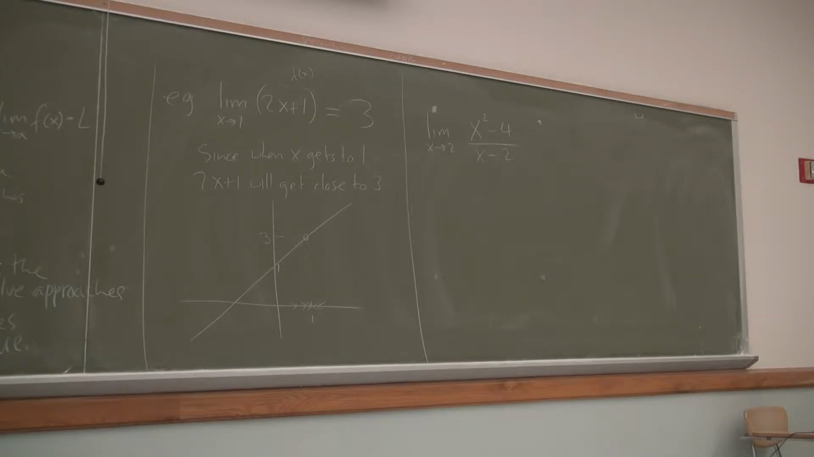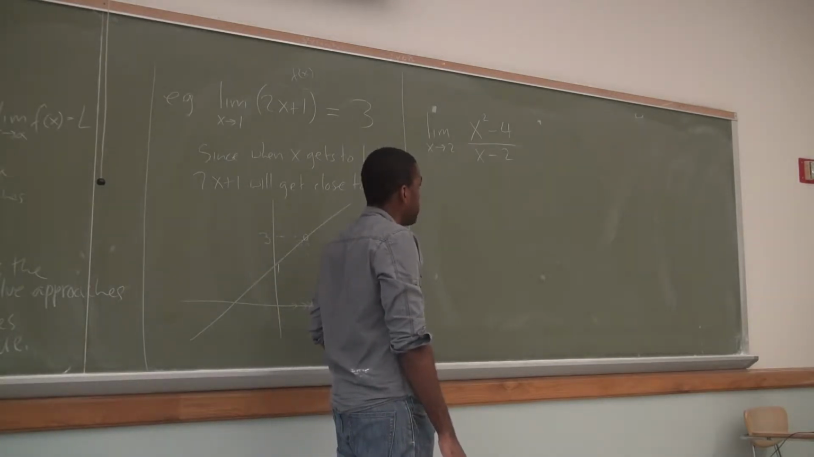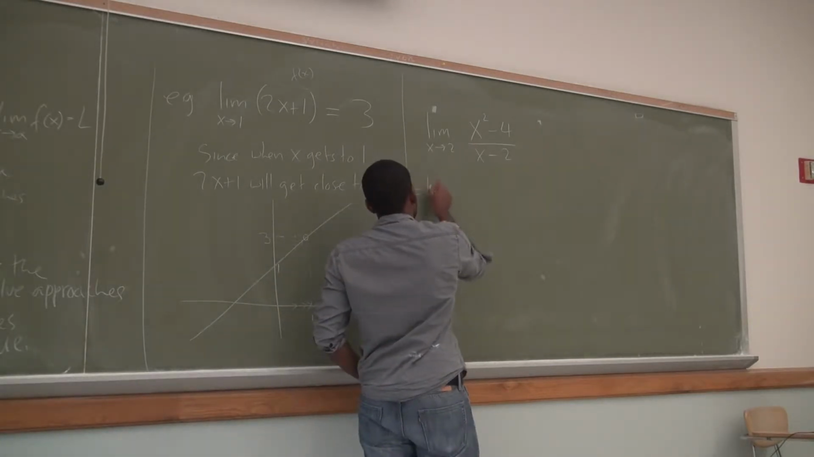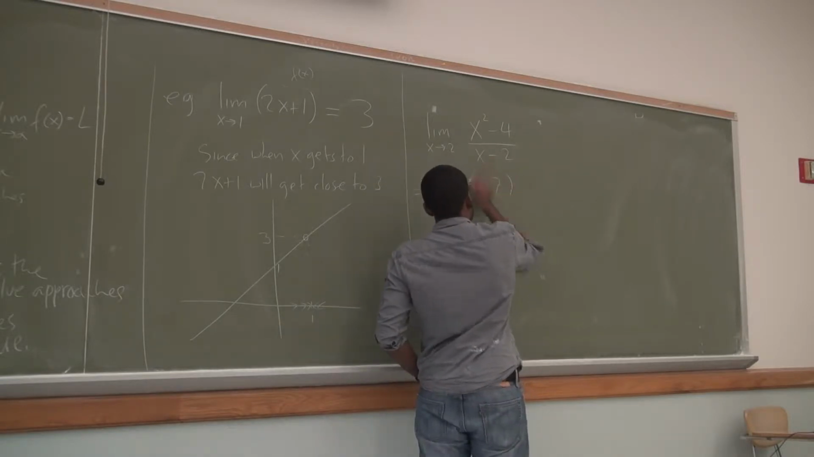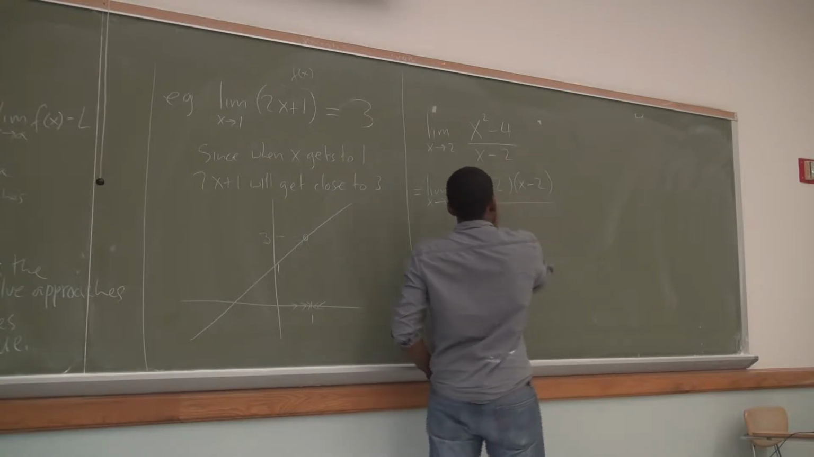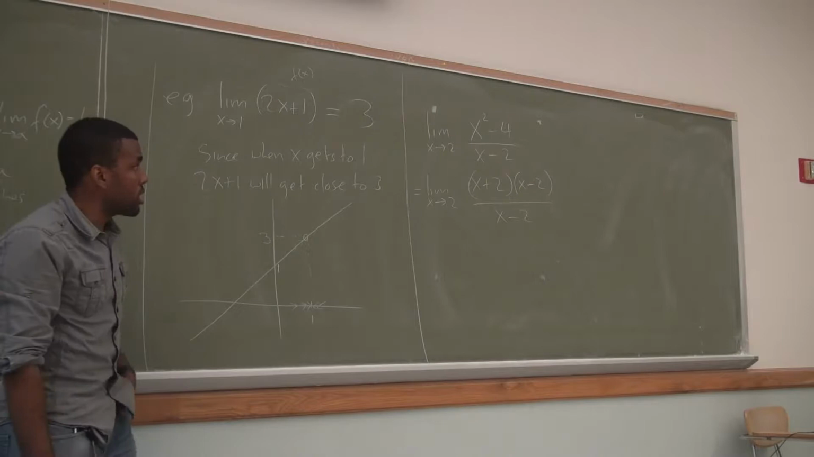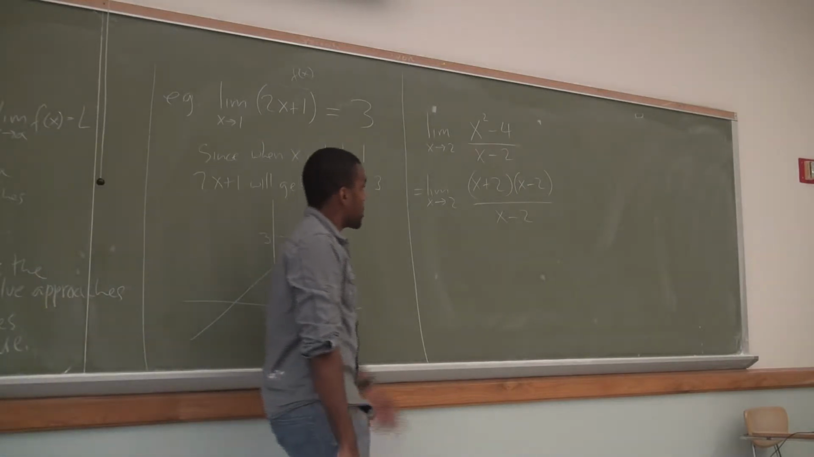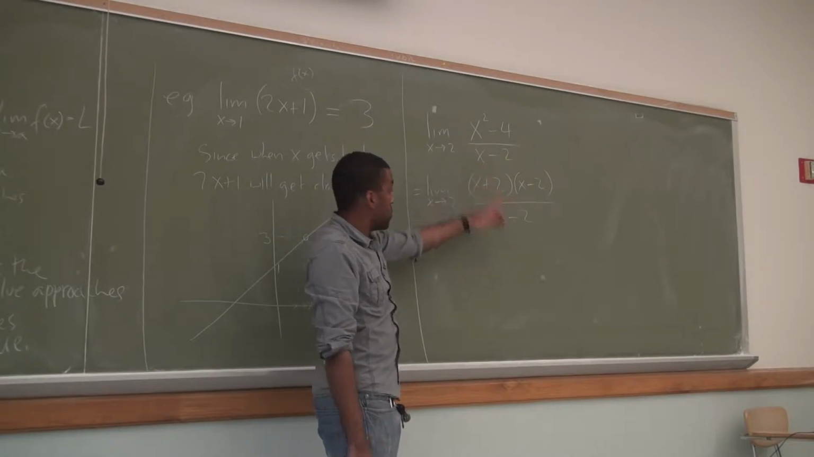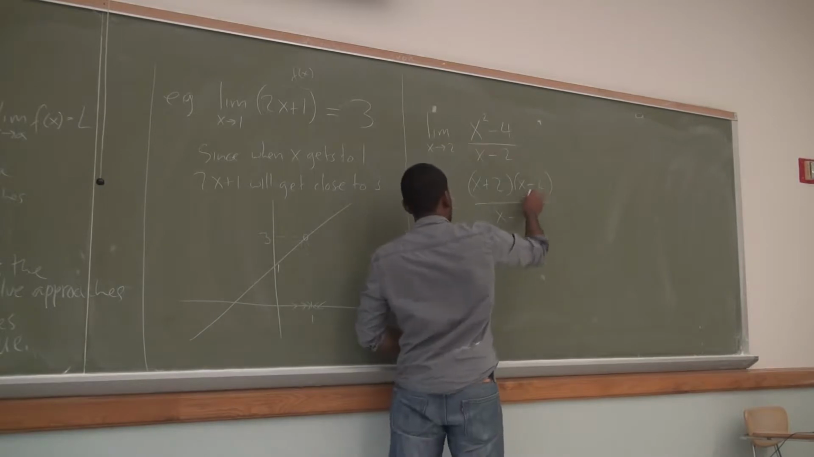What do you think the limit is? How did you get that? x plus 2 times x minus 2 on the top, and you cancel out the x minus 2. Right. So here, you obviously couldn't plug in the number, because if you plug in that, you divide by 0. So what you can do is simplify this to get rid of the problem.